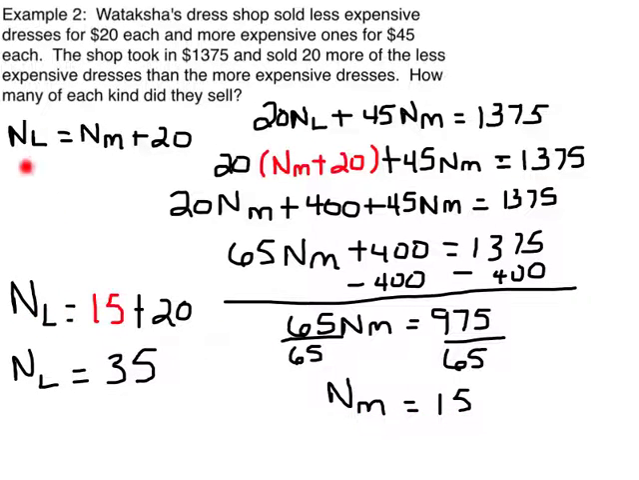Coming back here, I know that the number of less expensive equals number of more expensive plus 20. If the number of more expensive was 15 and I add 20 to it, then the number of less expensive dresses was 35.